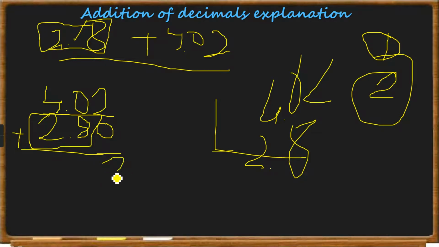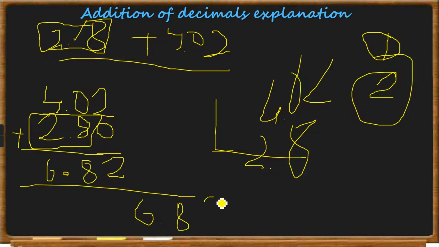2 plus 0 is 2. 0 plus 8 is 8 and place 0 here. Then 4 plus 2 is 6. So 6.82 is your answer.